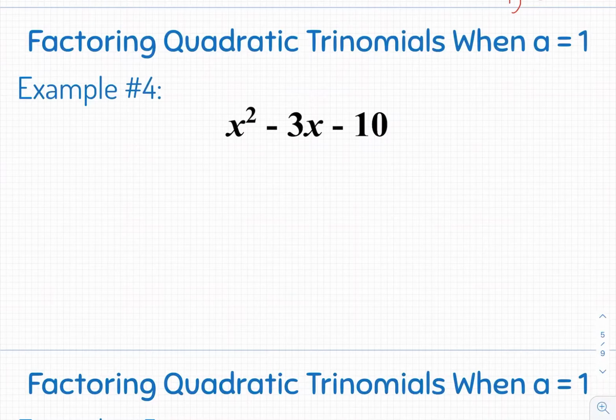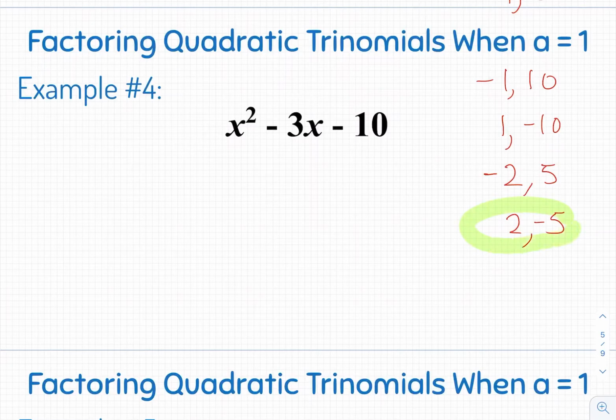Okay, so now that you've had a minute to think about that, our factors of negative 10 is not a very long list. These are really the only numbers that multiply to give us negative 10. So then you go through this list and you say, okay, which of these would add to equal negative 3? So I know my negative number needs to have the bigger absolute value. It's going to be that one. So x plus 2, x minus 5.